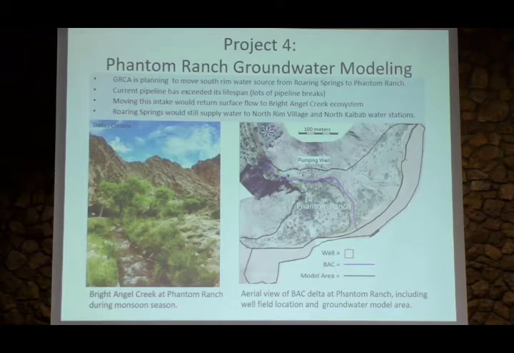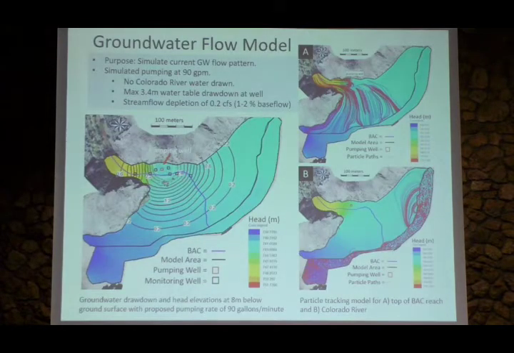So this new site would pump directly to the south rim, while Roaring Springs would still pump to the north rim. Also, moving this would allow more water to go into Bright Angel Creek for the extent of the creek, so that would help put water back into that ecosystem. And here are some examples of the models that they showed.